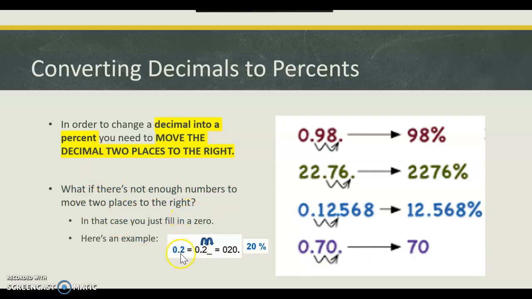Okay, what happens if there's not enough numbers to move 2 places to the right? Like this example. There's only one number, so how am I supposed to move 2 to the right? Well, here's what you do. You move 1, 2, and where you wanted a number to be, you put a 0. So if there's not enough numbers, if there's only one, you can go ahead and put a 0 in there so you can move 2. And that ends up, if you put a 0 in there, being 20 point something. They're basically all zeros over here, 20 point nothing, so 20%.